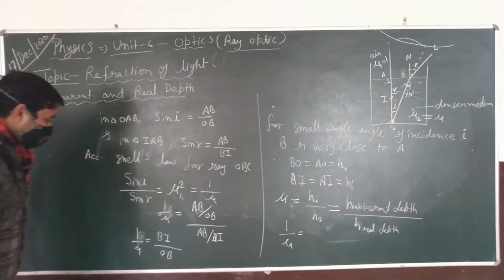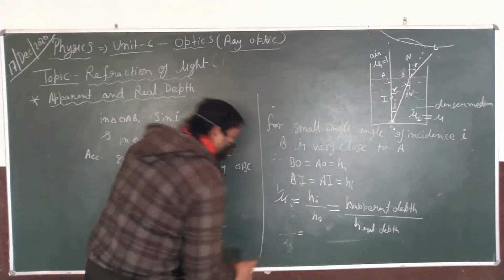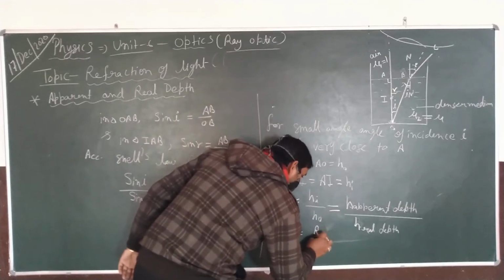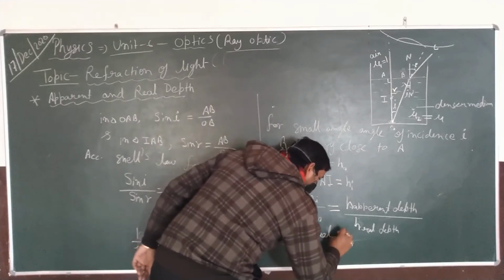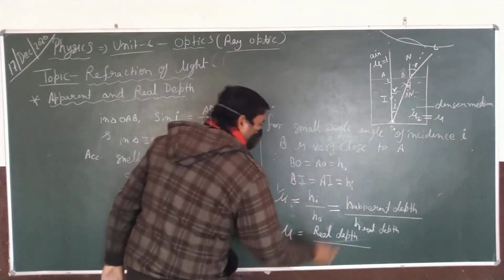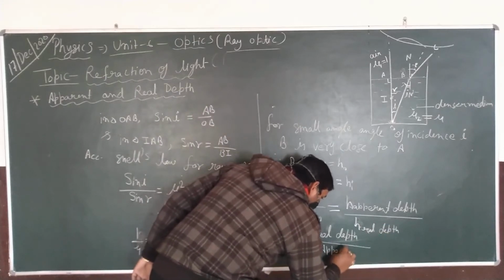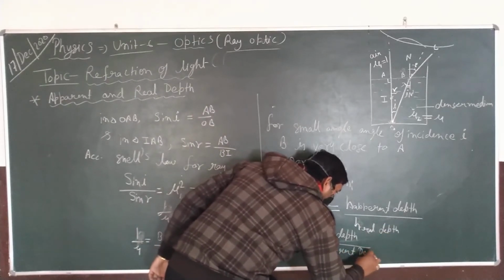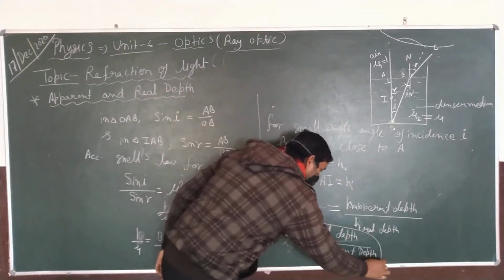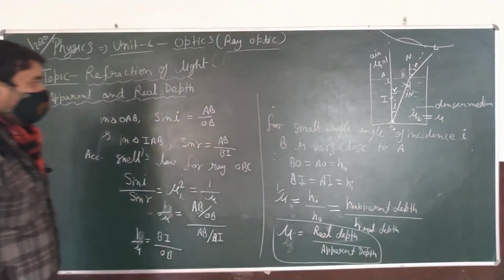Finally we get from here, by taking the reciprocal, mu is equal to real depth upon apparent depth. Just the reciprocal of it. Apparent depth. This is the relation between the refractive index and the real and apparent depth.